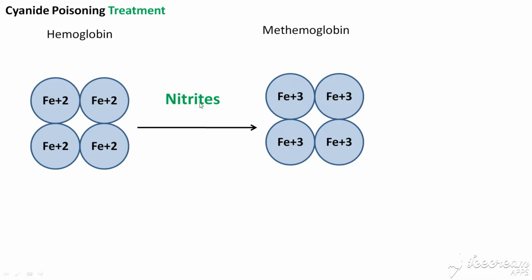Well, we tend to give these patients drugs called nitrites. Now, why is that? Nitrites have the ability to go to the hemoglobin inside of our RBCs and convert the iron in our hemoglobin from the ferrous state to the ferric state. So from the Fe+2 state to the Fe+3 state. Now, when hemoglobin is in the Fe+3 state, this is called methemoglobin.